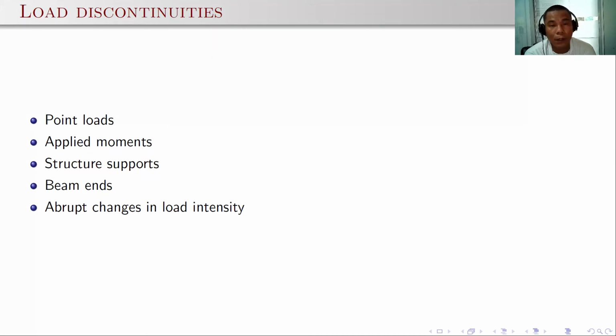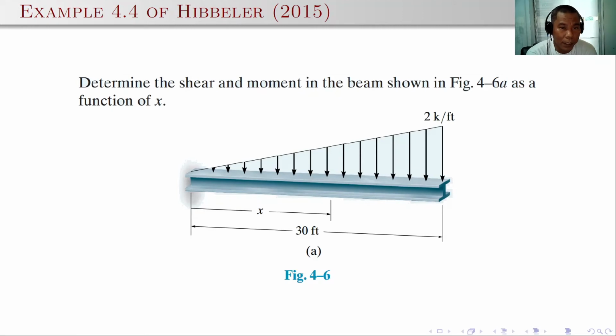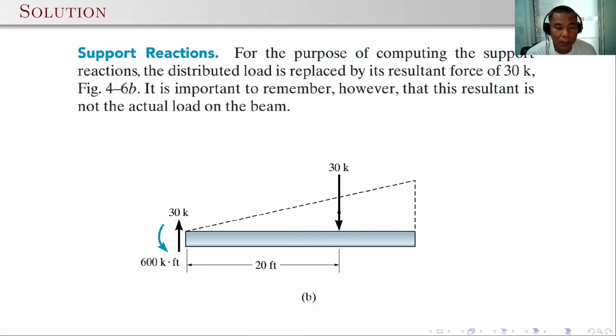So here is Example 4.4 of Hibbeler 2015 to determine the shear and moment functions of this particular beam. We would like to determine the shear and moment in the beam shown as a function of x. So here we need to determine first the reactions. You can just use the equilibrium equations, summation of forces and summation of moments, to get the corresponding reactions: 30 kips up and a bending moment of 600 kip-ft counterclockwise.